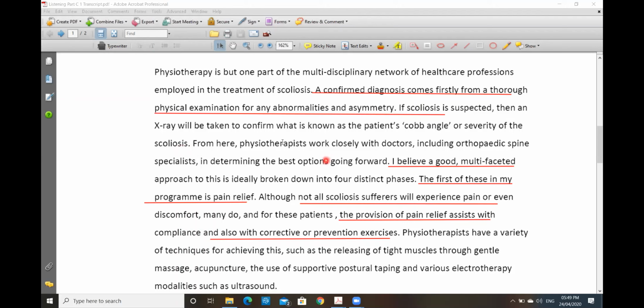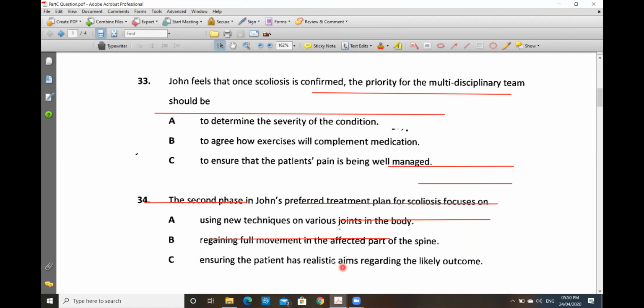Then they work together. So you had two hints to help you rule out this option. One is when he said, from here, physiotherapists work closely with doctors. So your question has two hints. It says the focus of the multidisciplinary team is. So the multidisciplinary team didn't come when it came to confirming the severity of the condition, right? So A is not the correct answer.